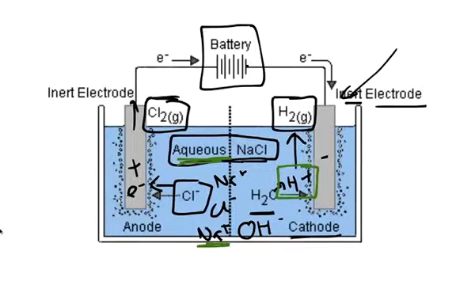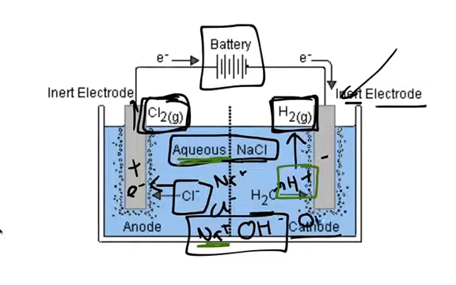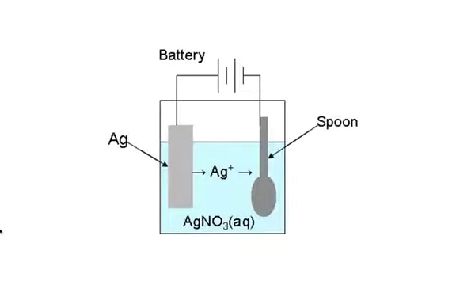Now notice we actually have 3 products of this. If we run this long enough, we're going to make chlorine gas, we're going to make hydrogen gas, and notice what's left over, sodium hydroxide. We're going to make hydroxide over at the cathode here. We're going to have sodium ions left, so we'll make sodium hydroxide. So it's actually an industrial process to make sodium hydroxide, chlorine, and hydrogen.